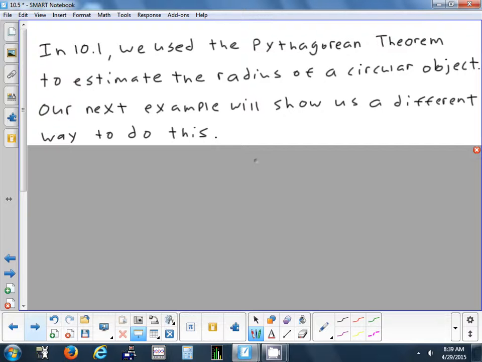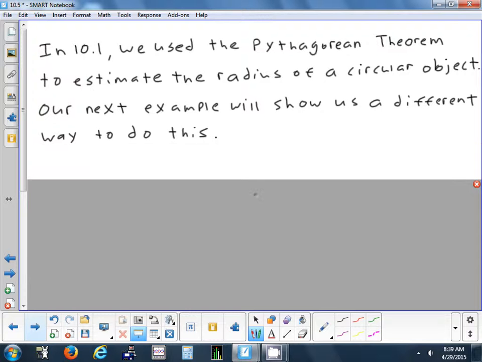All right, we're going to go back. We're going to look at a problem we did back in section 10.1. We've already done this question. When we did it before, we used the Pythagorean theorem. Maybe we'll review how we did it that way, but I want to show you guys a different way to do it now.